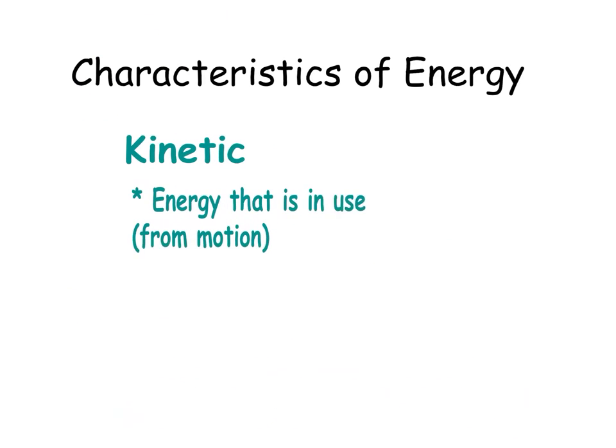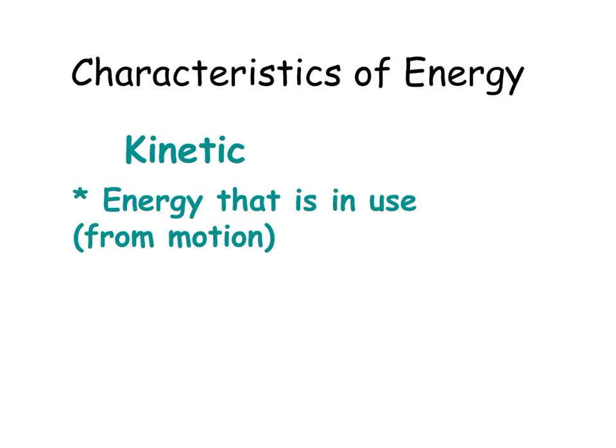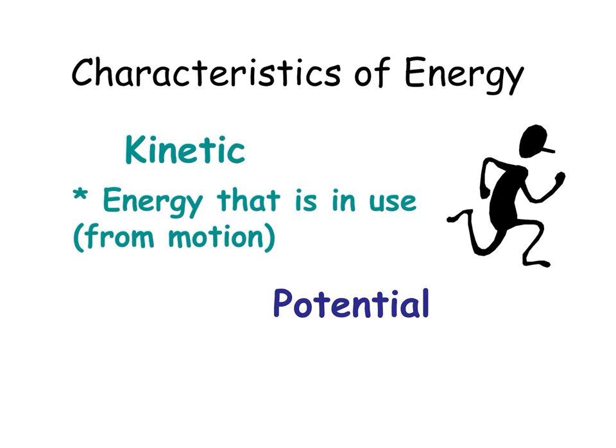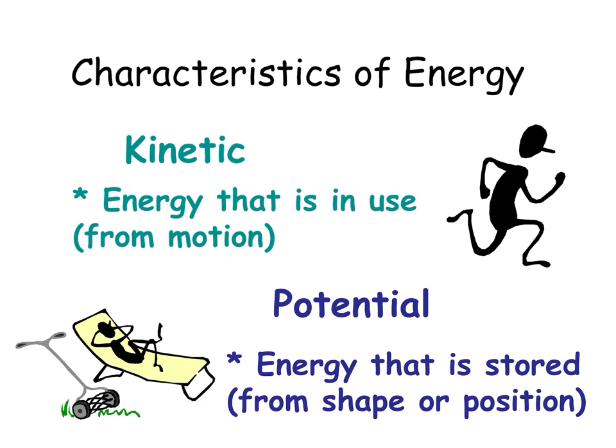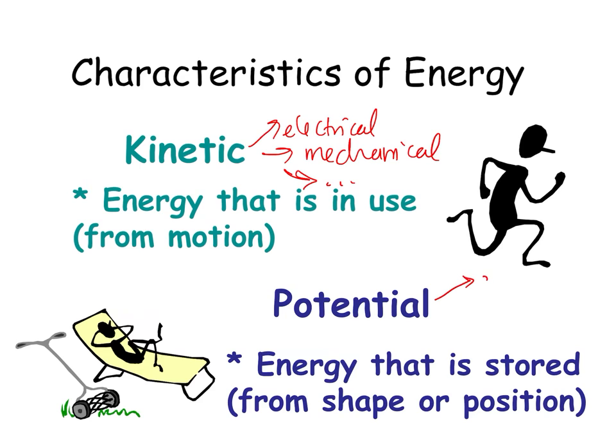So you can either have kinetic characteristics, energy that is in use from motion, or you can have potential, which is stored. So we talked about how kinetic would be things like electrical, mechanical. There's a bunch more. We only talked about 2 being potential, which would be the chemical energy stored within bonds and nuclear energy stored within the nucleus of atoms. There could be others, but for right now, that's all we need to know.